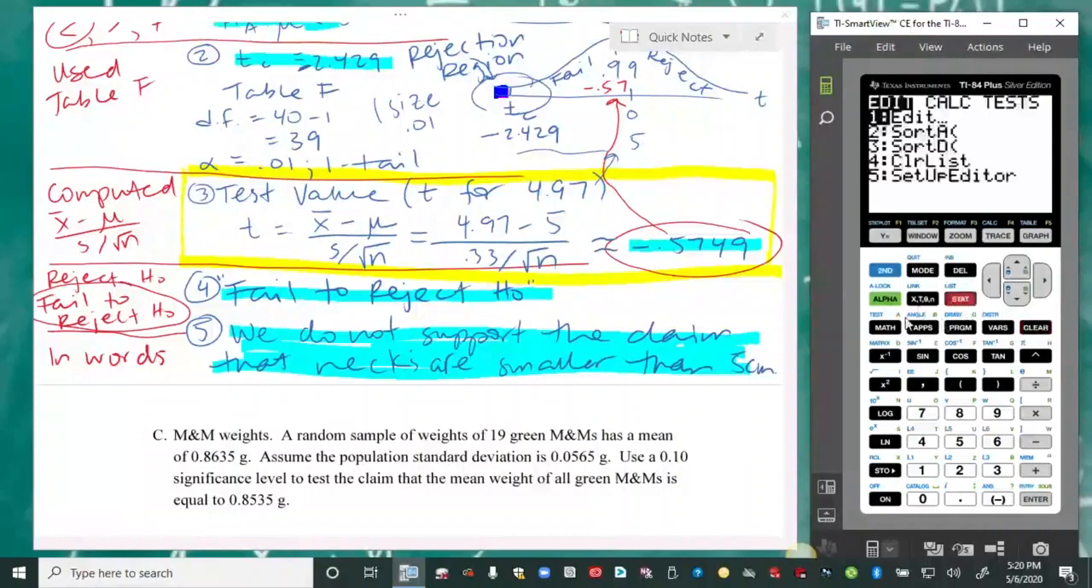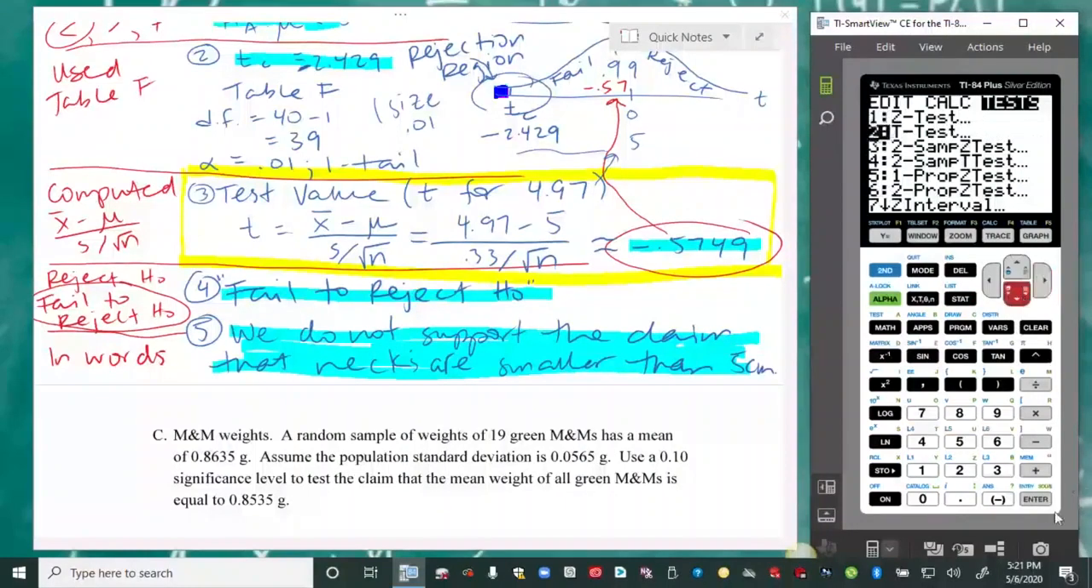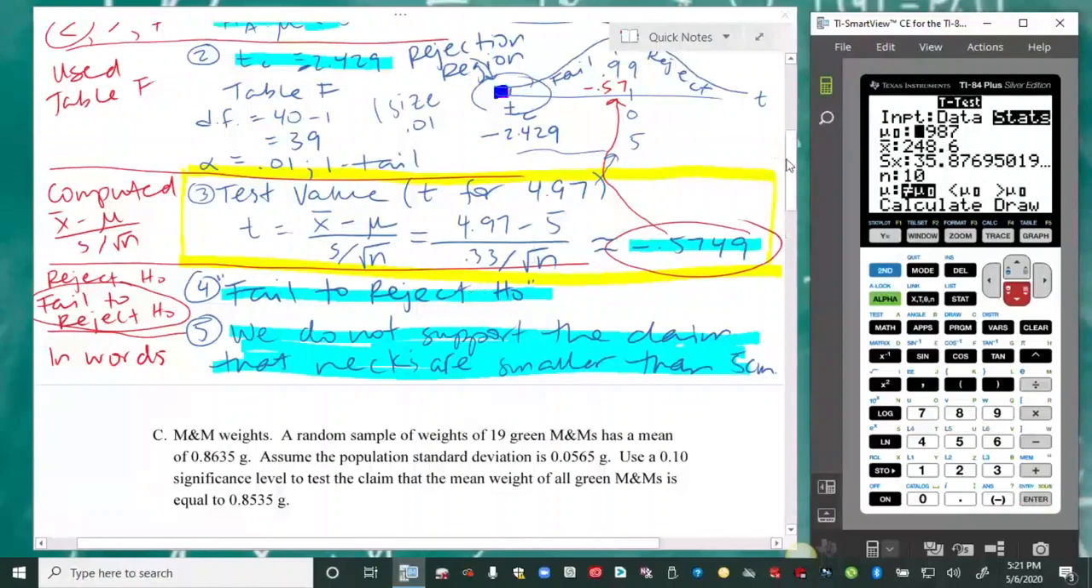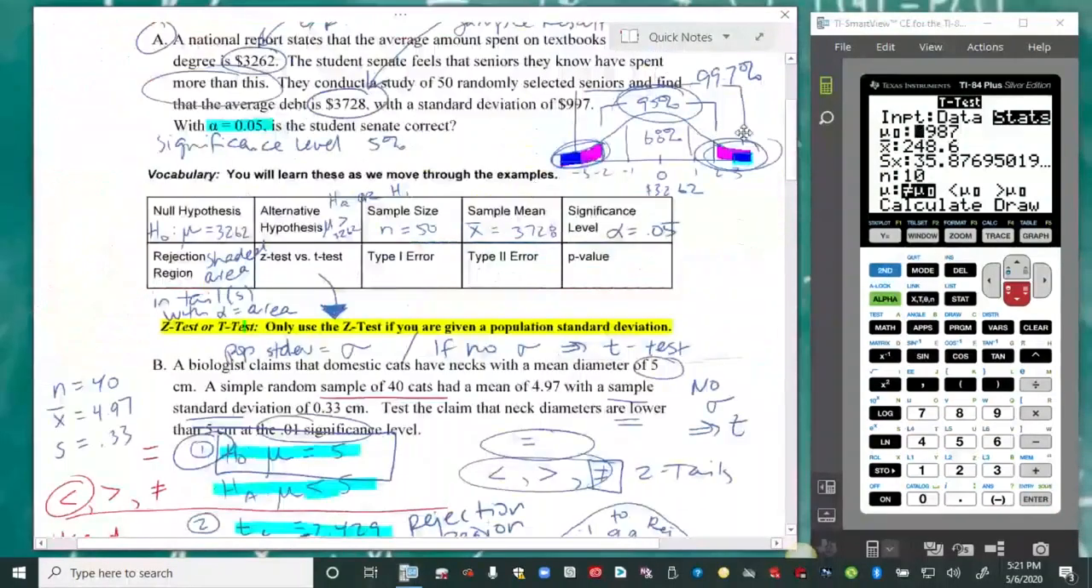So I'm going to go to the stat menu and then over to tests. I did a t-test. This should say of the mean, but I did a t-test. So I'm going to arrow down to t-test. I don't have raw data. I did have a computed mean and standard deviation, so I'll say I had statistics. And then my null hypothesis. Do I already have my values in here? That'd be kind of nice.